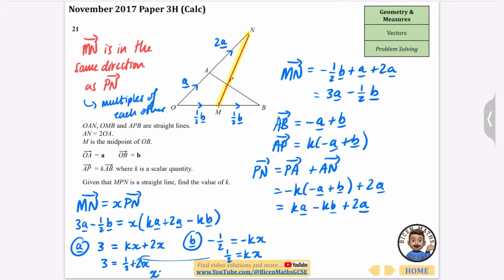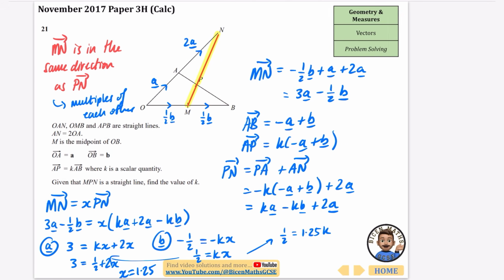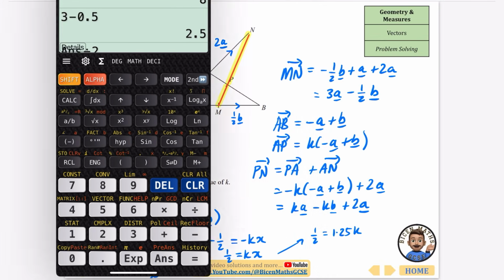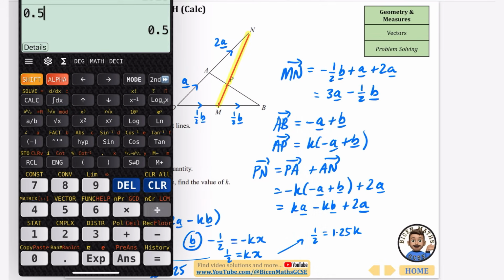So x is equal to 1.25, which then means I can go over here and say that a half equals 1.25k. So I'll do a half divided by 1.25. So I'm going to do a half divided by 1.25, and I get that k is equal to 0.4, or 2/5.